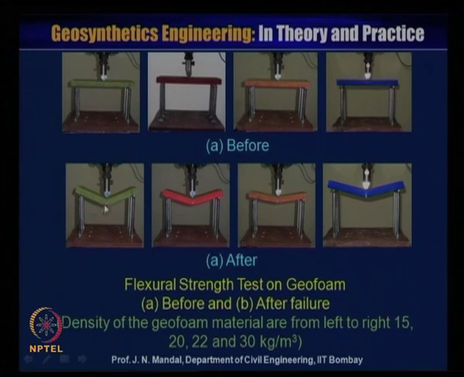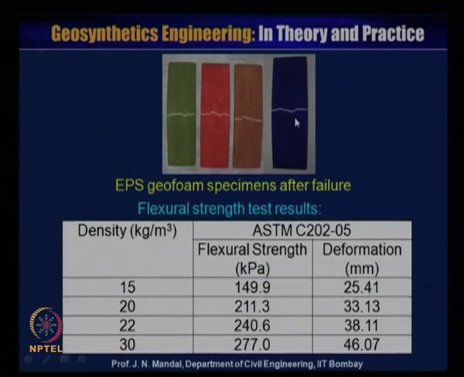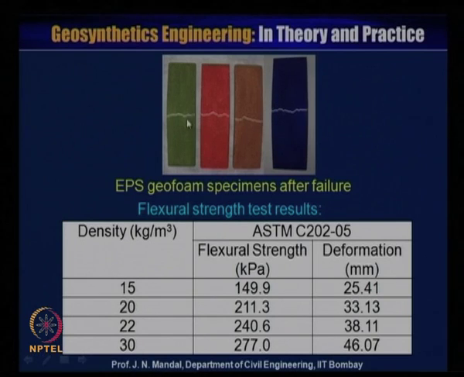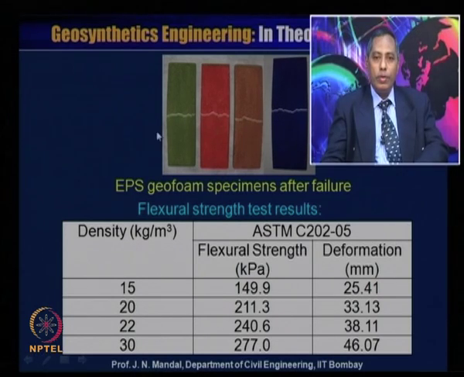And then you can look at it after the test. This one is 15 kg per meter cube, this is 20 kg per meter cube, this is 22 kg per meter cube, and this is 30 kg per meter cube. This is like a bending, and these are all typical failure behaviors of expanded polystyrene geofoam material during the flexural test. Here we can observe the EPS geofoam specimens after failure, very typical failure of expanded polystyrene geofoam for different densities.